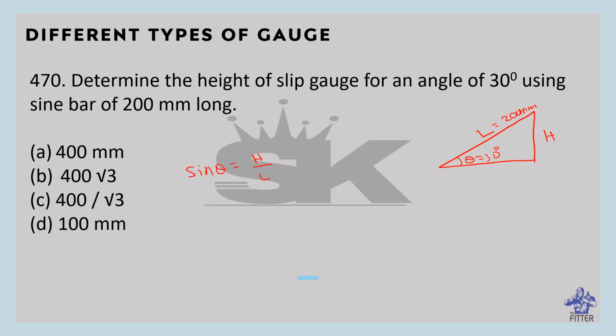Sorry, height by length. Okay, so height equals L sine theta, right? 200 into sine 30 equals 100 mm. Because sine theta is half, 1 by 2. So the height we're getting here is 100 mm. Is that the answer? Yes, it is T.